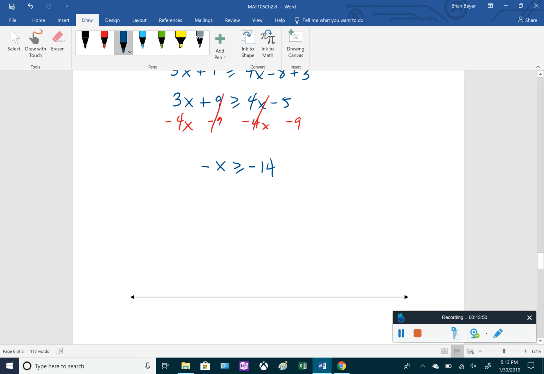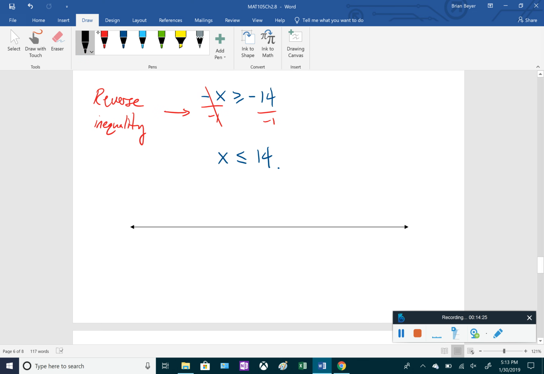So we need to do one more thing. We need to either divide or multiply both sides by negative 1. I'm just going to think of this as, I guess, dividing by negative 1. It doesn't matter. Same thing. So since we divided by a negative, we need to reverse the inequality. So this is going to be x is less than or equal to positive 14.